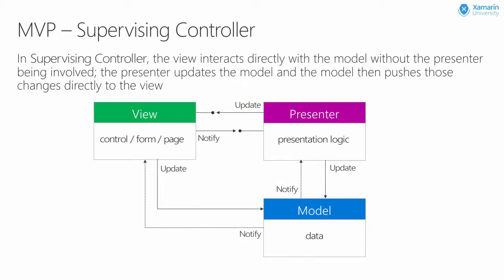The second variation of the pattern is the supervising controller. In this style, the view interacts directly with the model without presenter intervention. This is often used when the underlying UI framework supports some kind of data binding infrastructure. So for example, Windows Forms or one of the XAML technologies. The presenter is still responsible for the presentation logic, and as it works, it changes the model data. However, it doesn't notify the view about the changes. Instead, the model is responsible for manipulating the state of the view directly. Most visual updates will take this path.